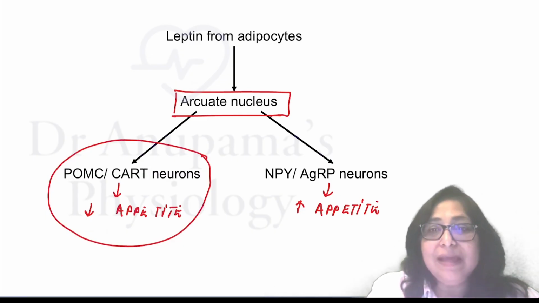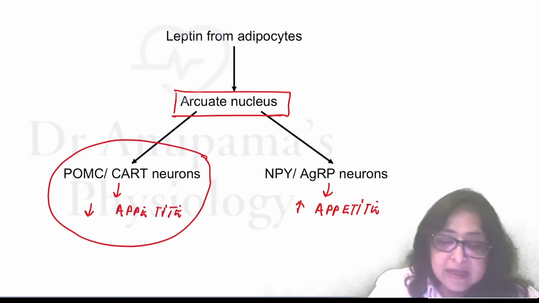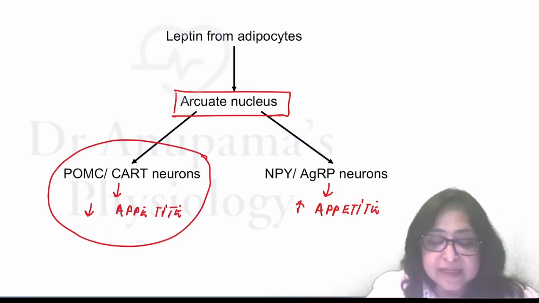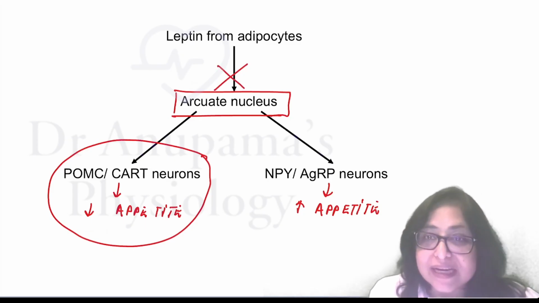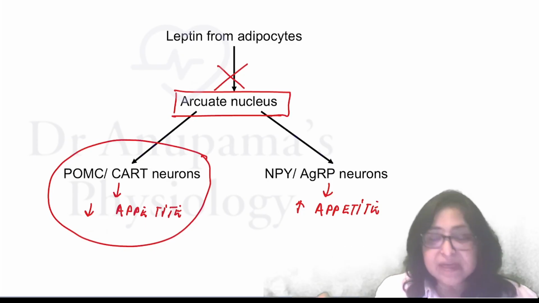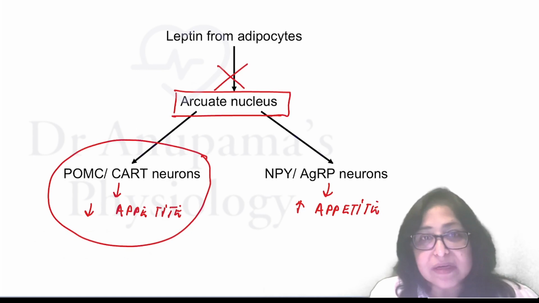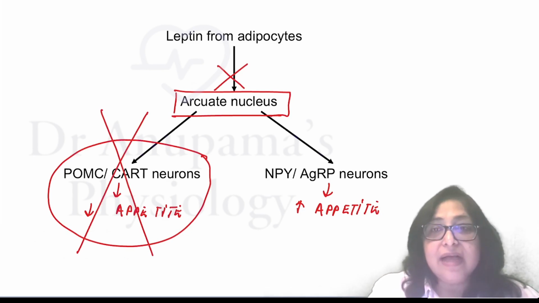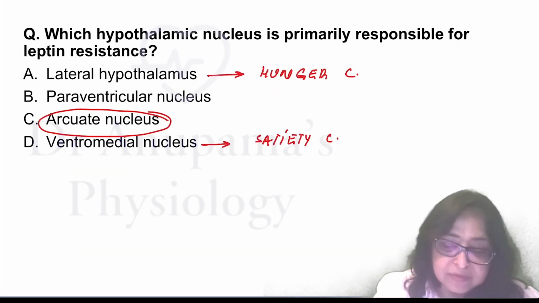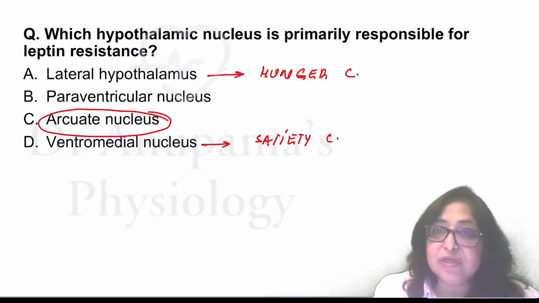Now, in leptin resistance, there may be high leptin from adipocytes, but it is not able to act on the arcuate nucleus. This could be due to an impaired transport, or there are some inflammatory changes which have happened in the arcuate nucleus. So it is not able to act on the arcuate and decrease appetite. So leptin resistance will be due to its inability to act on the arcuate nucleus.